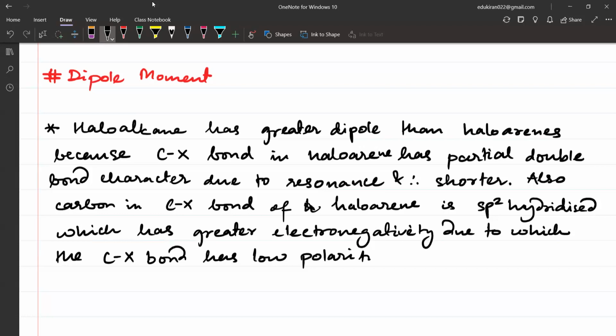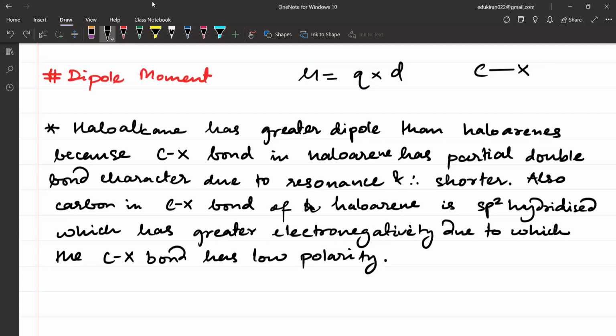Okay, so the first reason you can easily understand. Since mu is equal to Q into d, if the C-X bond is longer, the distance will be larger, and if the C-X bond is shorter, the distance will be shorter, and the value of dipole moment is going to be lower. Another thing is, why is this dipole moment existing? Because this halogen atom is able to pull electrons. Why is it able to pull electrons?